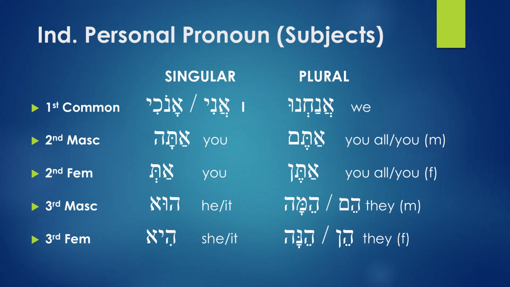And so let's just go through it together. You can be repeating after me. You have ani, anoki, ata, at, hu, hi, anachnu, atem, aten, hem, hema, hen, henna. So this is a paradigm for the independent personal pronouns.